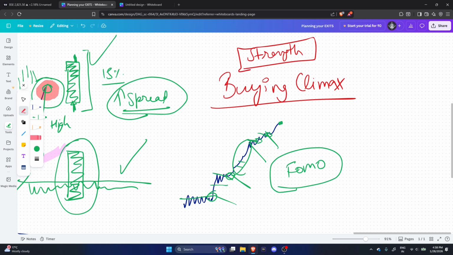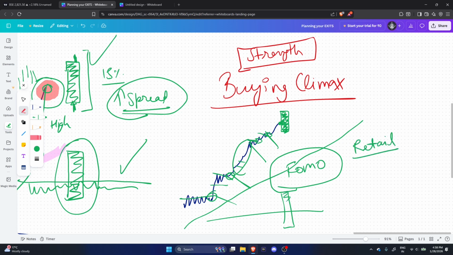So that is why you will see a lot of volume coming in when the stock has already gone up, like 2x, 3x, whatever. And this is the kind of candle you will see. But all of this is just retail buying. So why is the volume so much? This is not just retail, this is also institutions, right?